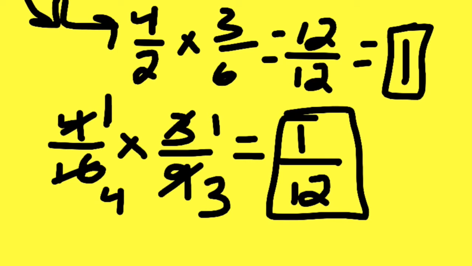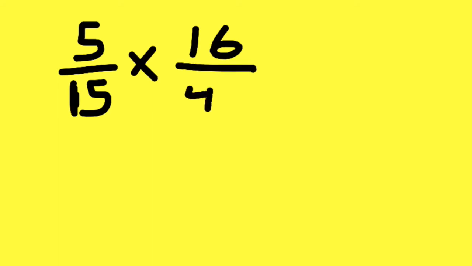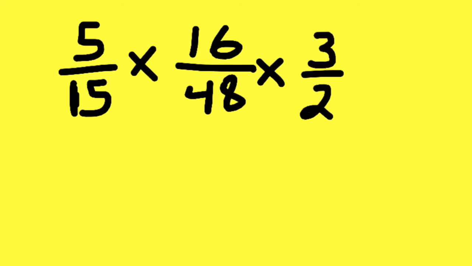So let's do one last practice problem. Let's say we have 5 over 15 times 16 over 48 times 3 over 2. So over here we have 3 fractions that we're multiplying. If you multiply numerator times numerator times numerator, and then you multiply denominator times denominator times denominator, that will be a lot to reduce.